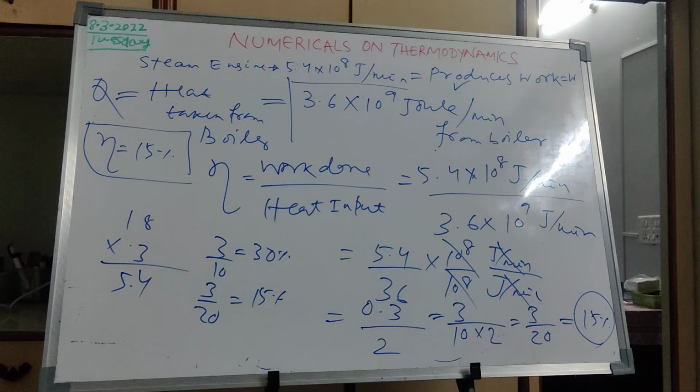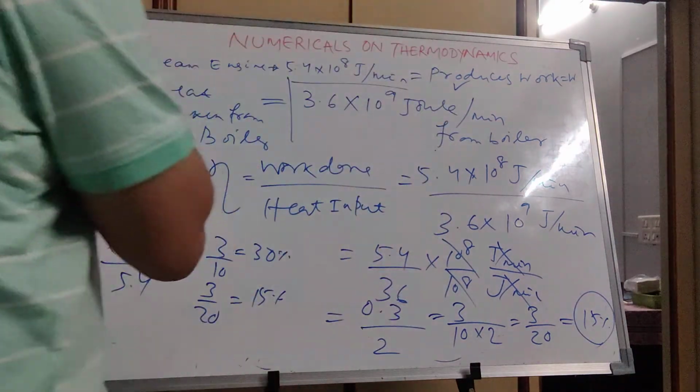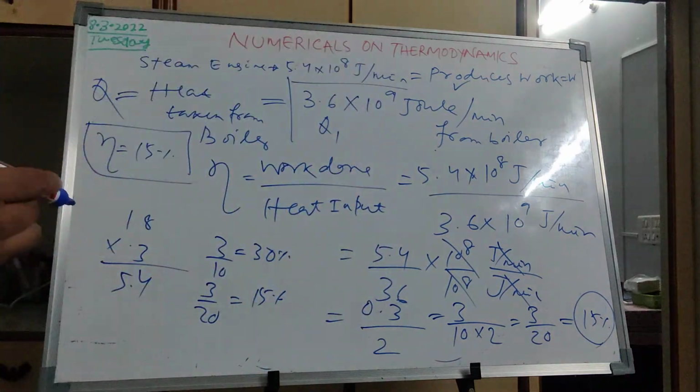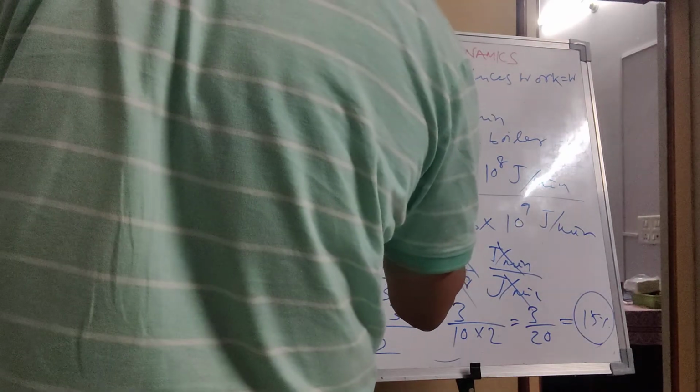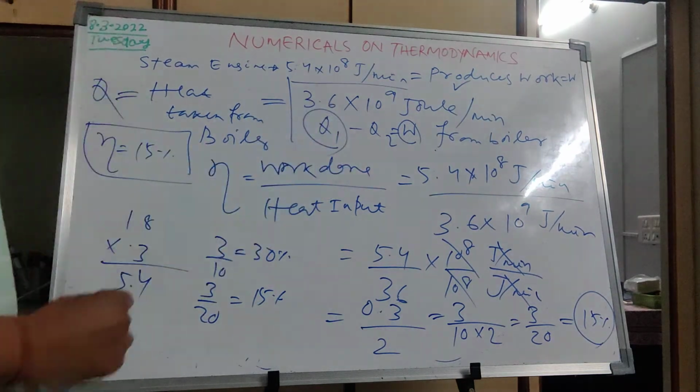How much heat is wasted per minute? Okay. So we know, as per the first law of thermodynamics, it's nothing but conservation of energy. So Q1 minus Q2 is equal to W. So W I know, right, and Q1 I know, right? Whatever heat is taken, that is nothing but your Q1.